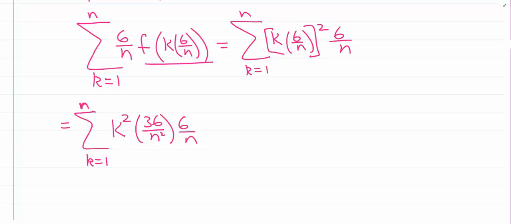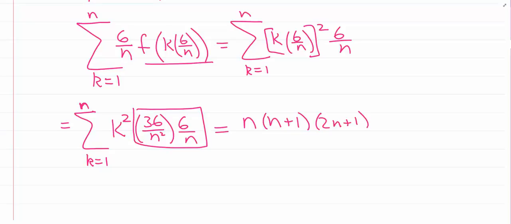Now, you can see the bottom is n cubed, right? Let me just leave it right there. This whole thing is not going to change. However, we know how to write the sum of k squared from 1 to n, right? What is it? It goes n times n plus 1 times 2n plus 1 over 6. Does everybody see that? That's our formula, right?